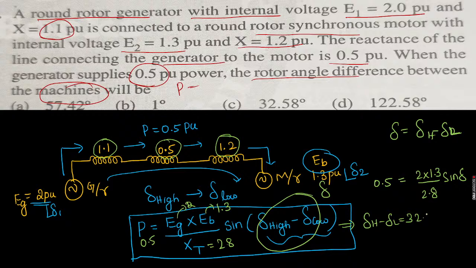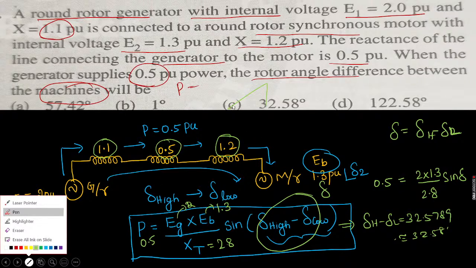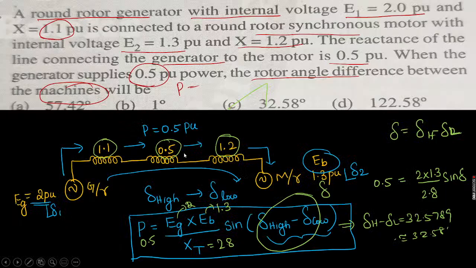I'm getting 32.5789. Approximately it will be 32.58 degree. So the correct answer is option C. Option C is the correct answer. Sorry guys, option C is the correct answer. Okay, now let us go ahead with the next question.